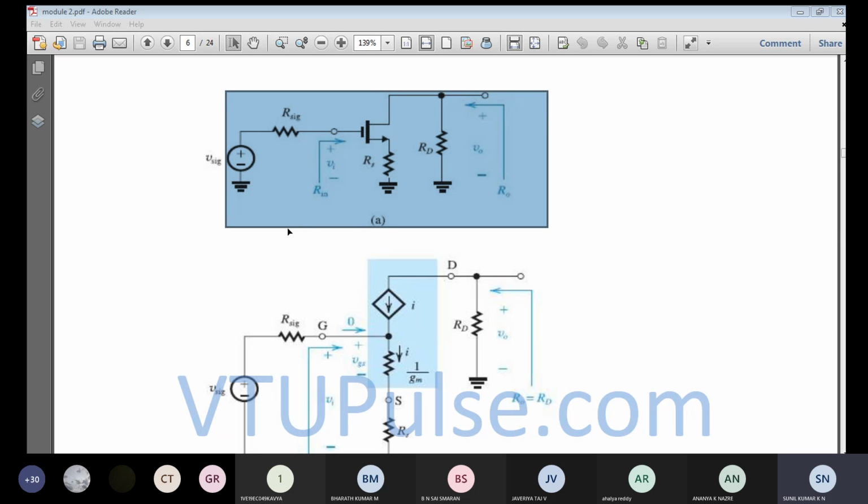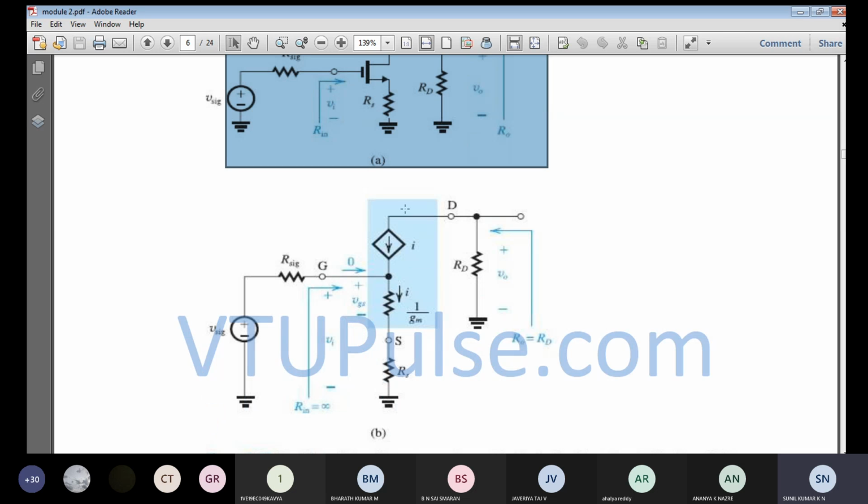In order to avoid the complication, we are going to use this T equivalent circuit. Because the source terminal is not grounded, instead a resistance is added at the source terminal and then connected to ground. With this, there will be a little confusion or difficulty in analyzing the configuration. For that reason we go for the T equivalent circuit model, which you can observe in this figure.